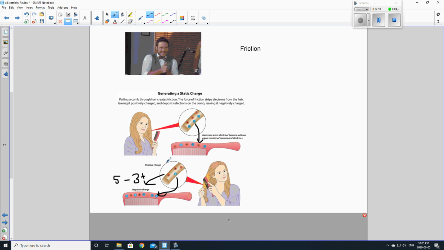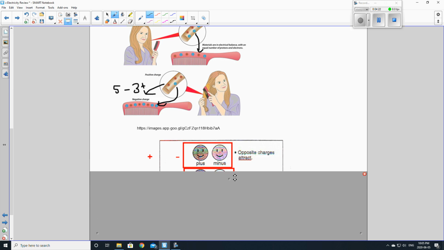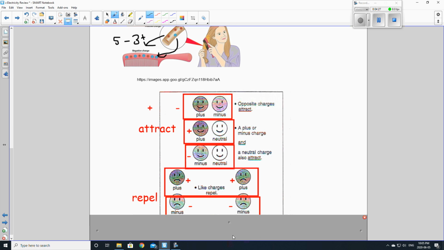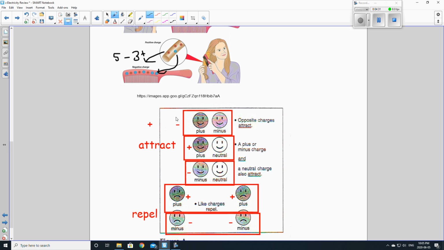Because this is positive and this is negative, what will happen is that there will be an attraction, okay? So here are some rules that you want to remind yourself of. It's that opposites attract. So if something is positive and another thing is negative, they will actually stick together. Attracting means that they get very close to each other, which is why they're close together here.